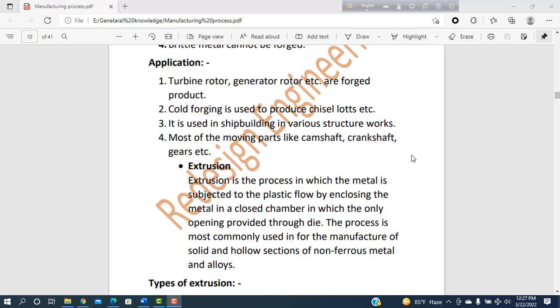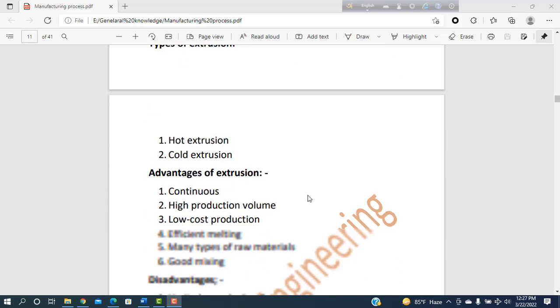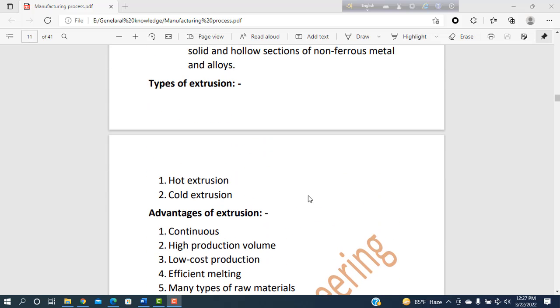Extrusion. Extrusion is the process in which the metal is subjected to plastic flow by enclosing the metal in a closed chamber in which the only opening is provided through a die. The process is most commonly used for the manufacture of solid and hollow sections of non-ferrous metals or alloys. Types of extrusion. Extrusion is generally of two types. The first one is hot extrusion, the second one is cold extrusion.